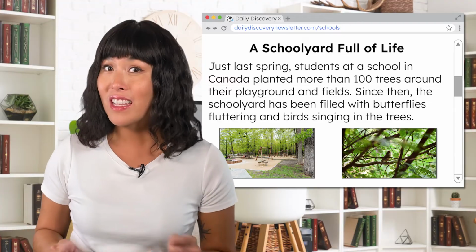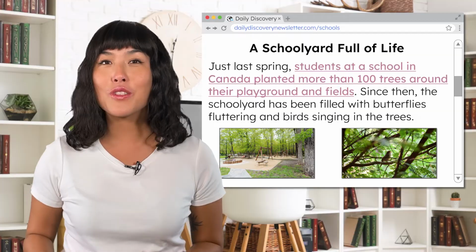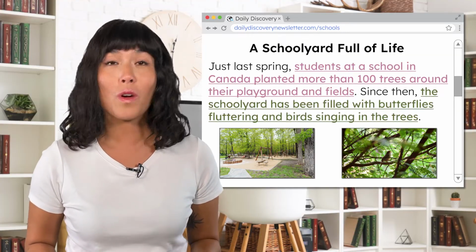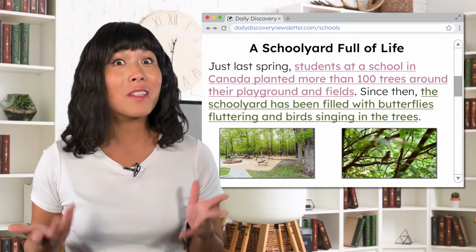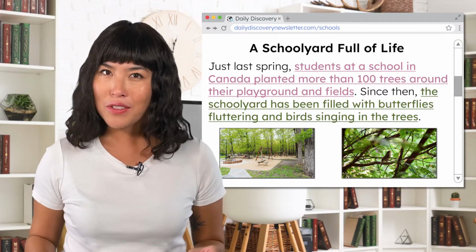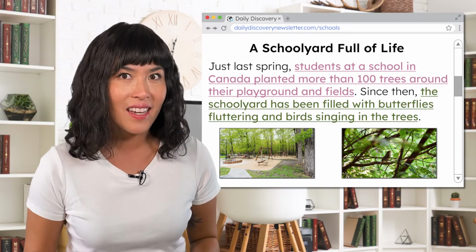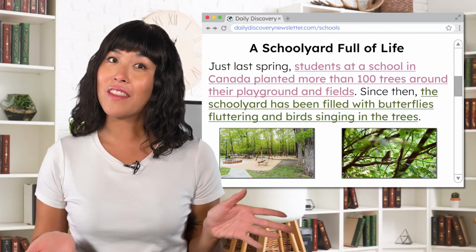Can you find the cause and effect here? The cause is that the students planted over 100 trees. The effect, or what happened because of that, is that more birds and butterflies came to the area. This helps me understand what happened as a result of the trees being planted and shows how one event led to other changes at the school.